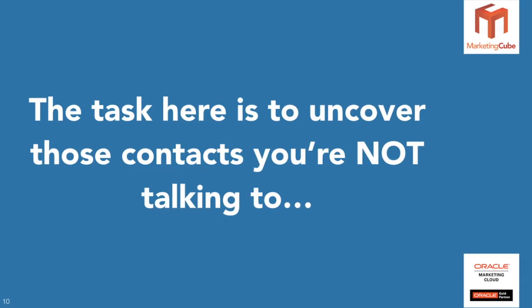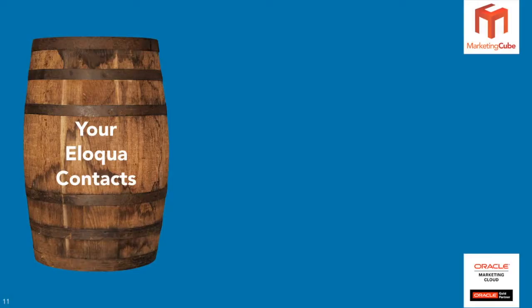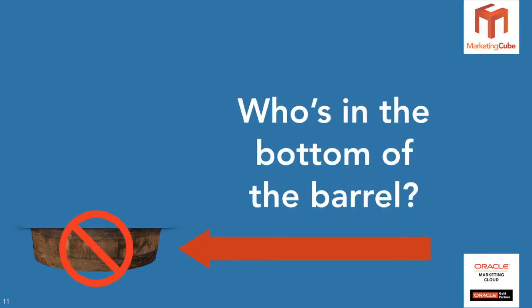So the task here is specifically, as we say here, to uncover those contacts that we're not talking to. So how do we do that? Well, quite easily. Actually, it's not that hard. If we look at the bottom of the barrel in this sort of scenario, as I've said here, there will be a group of people that sit in that bottom that you're just not communicating to.